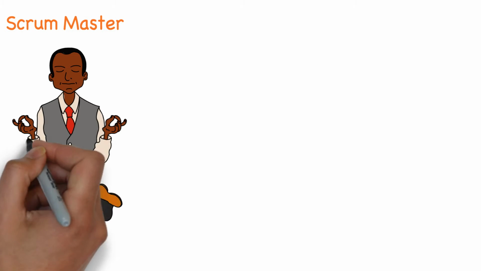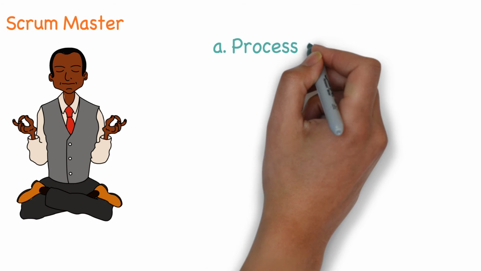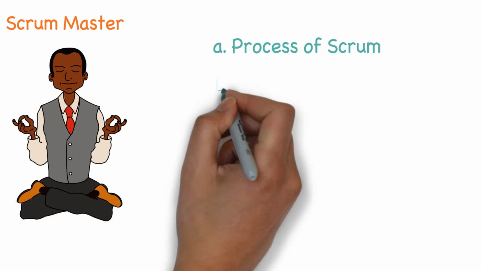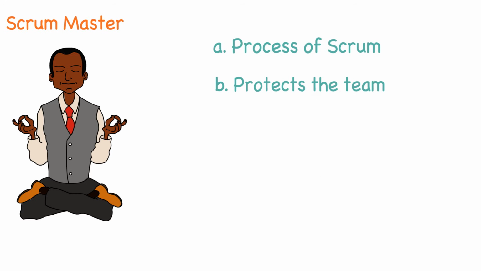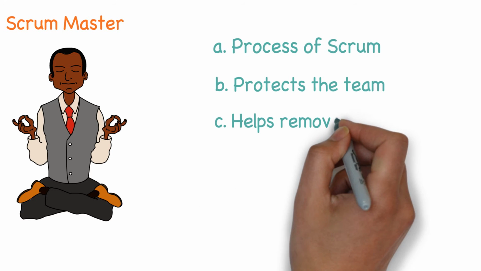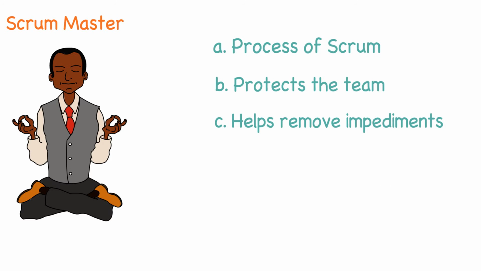The Scrum Master's responsibility is to ensure the process of Scrum is followed religiously. He or she protects the team from outside interference, helps removing impediments, and guides the team and the PO on the Scrum process. Now that we understand the roles, let us look at the Scrum Framework.